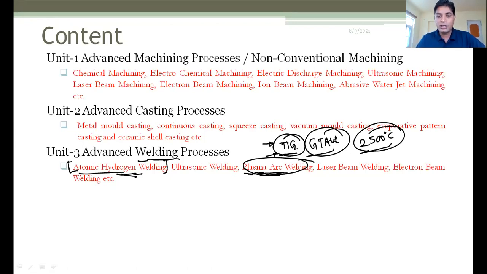Some of these processes, like ultrasonic welding, laser beam welding and electron beam welding, are a little bit related to machining operations. So what is the difference between machining and welding that you have studied already? Machining is one in which we are removing the material. Welding is one in which we are joining the material.